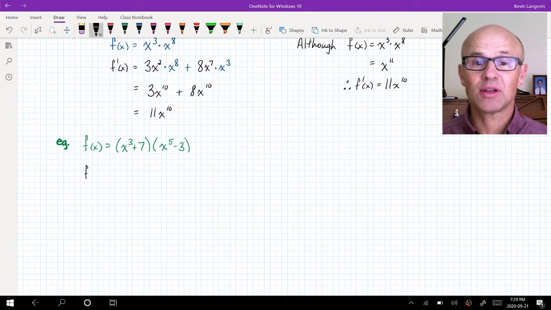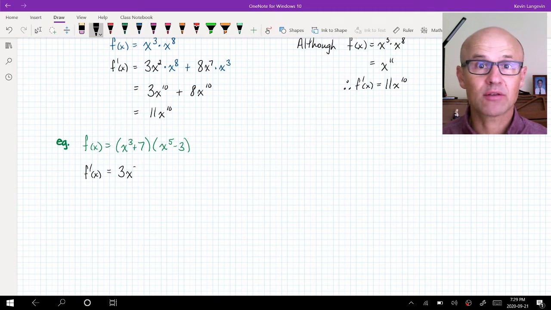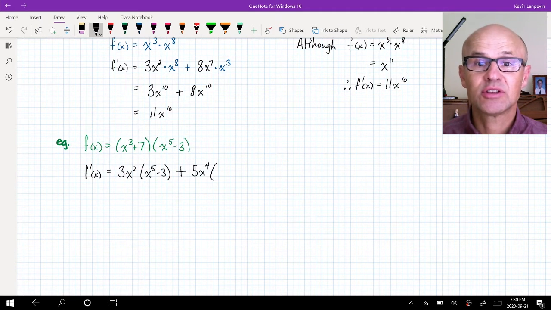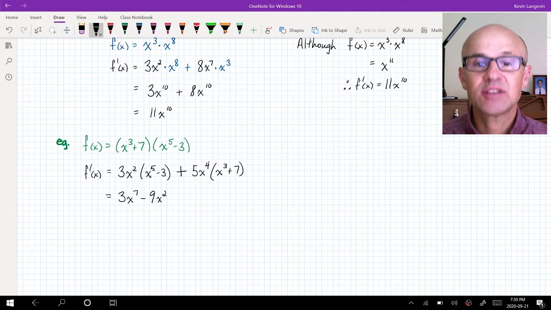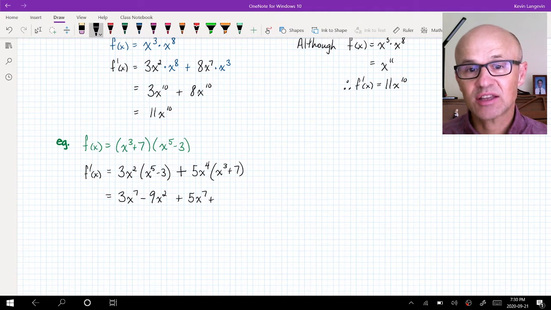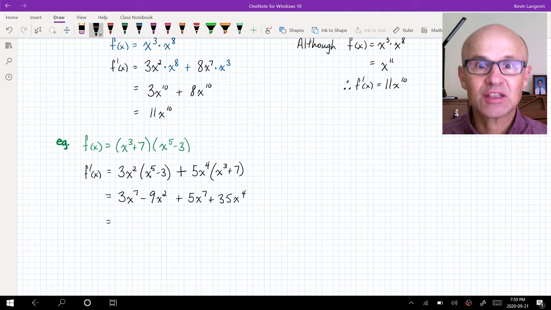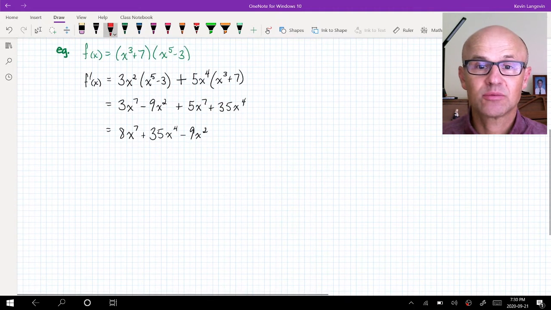My next example, I've got two binomials. Rather than multiplying them together, I'm going to take the derivative of the first, 3x squared plus 0, which is just 3x squared, times the second plus derivative of the second, 5x to the 4, times the first. Now I multiply it all out, collect like terms, and we're done.